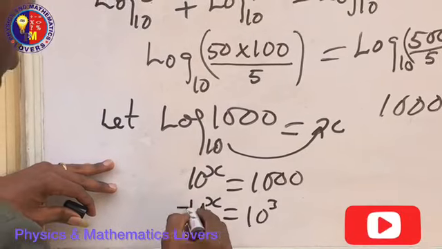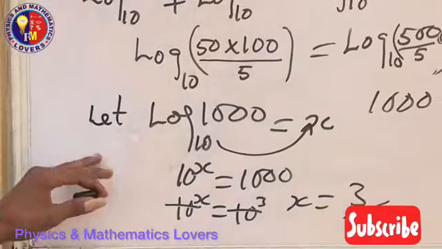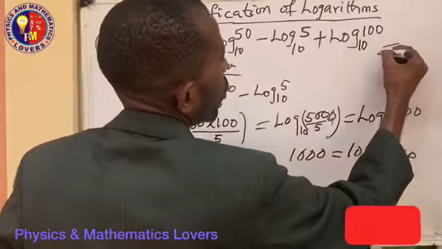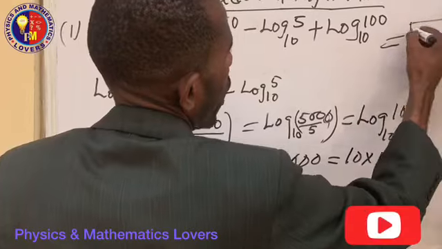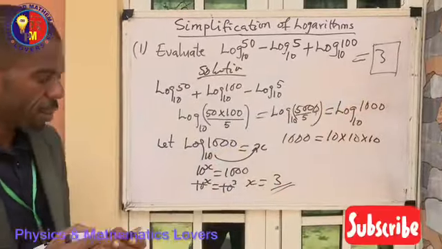So at the end of the day, 10 will cancel 10. My s is equal to what? 3. So the whole of this logarithm you have just expressed, it gave you what? 3. So this is your answer. So when you evaluate everyone, this is your final answer.